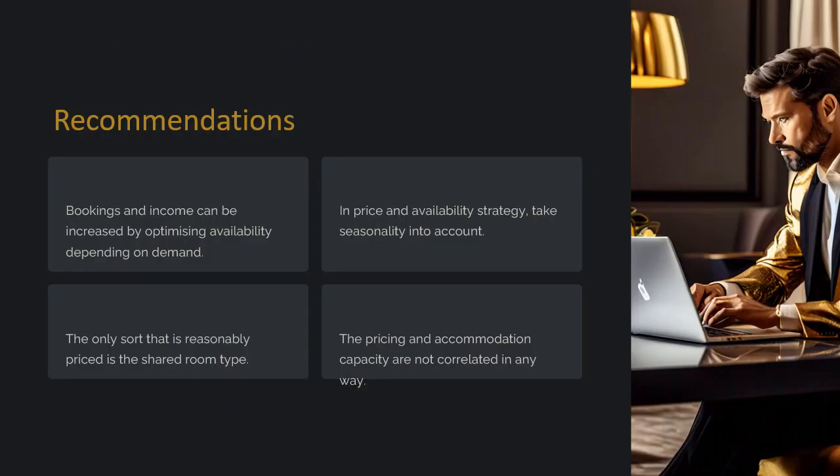So here are my recommendations. The first one is that booking and income can be increased by optimizing availability depending on demand. The second one, in price and availability strategy, take seasonality into account. The third one is that the only sort that is reasonably priced is the shared room type. And the fourth one is that pricing and accommodation capacity are not correlated in any way. So that's it.